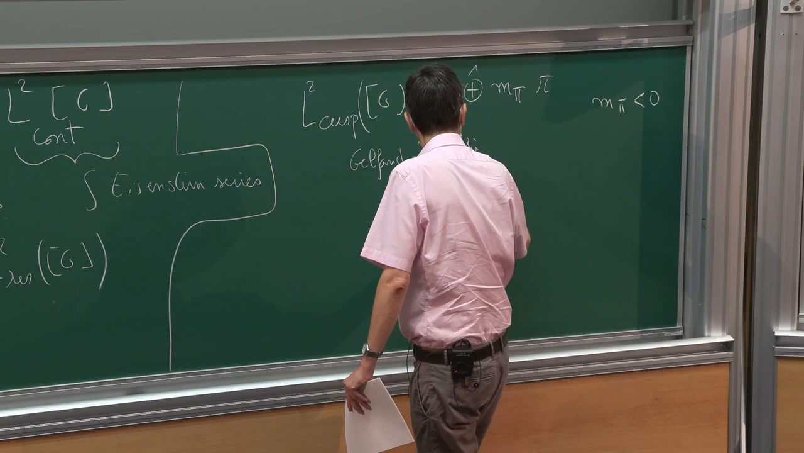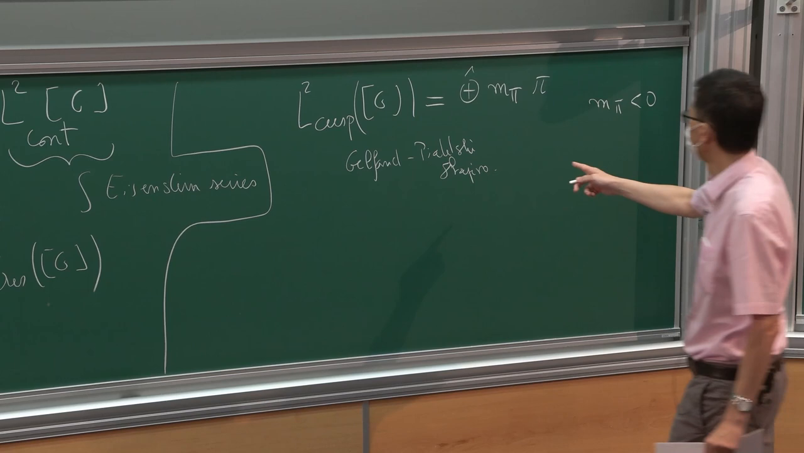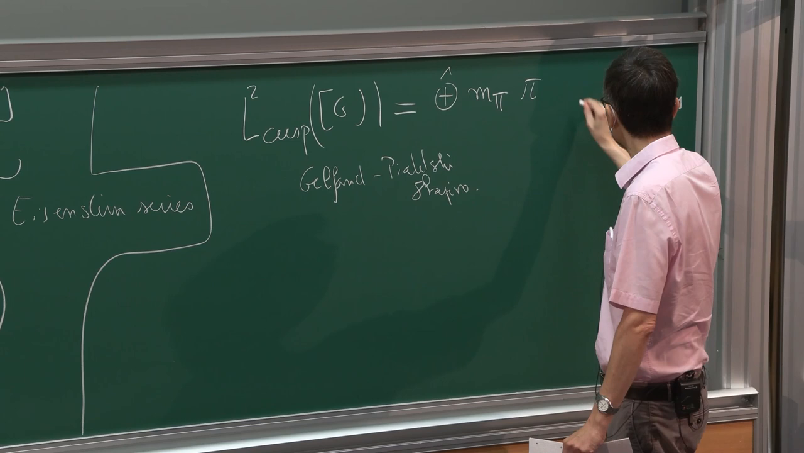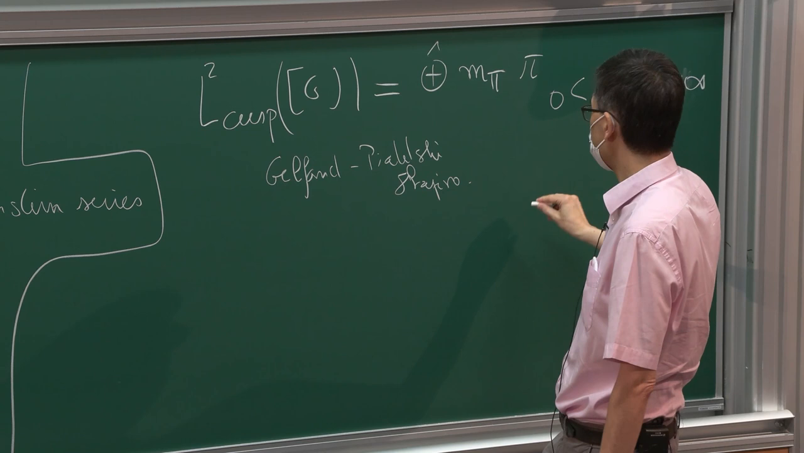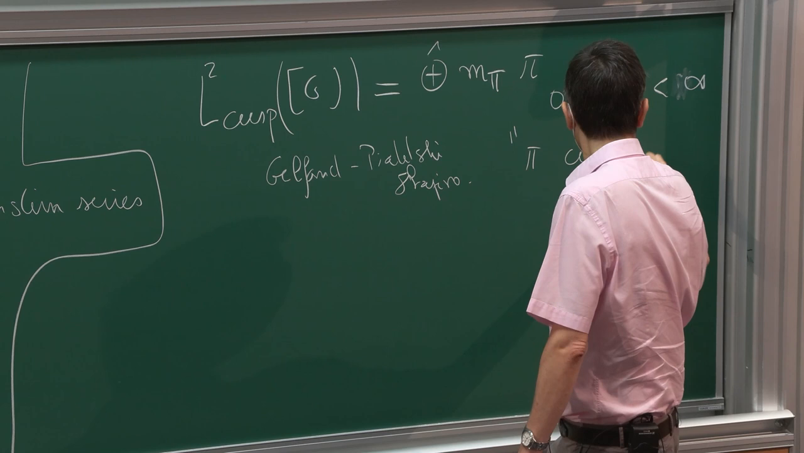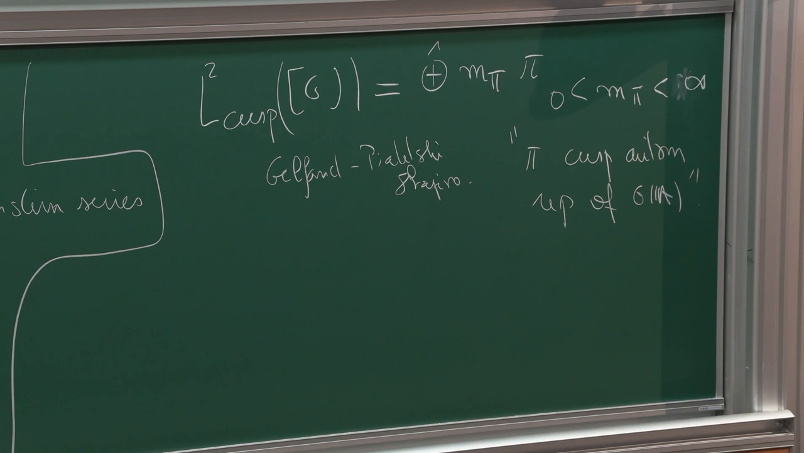This is not as difficult as the Langlands decomposition. And the pi which appear here, when the multiplicity is positive, I will say that pi is a cuspidal automorphic representation of G or of G(A). Okay, so this is the cuspidal spectrum.